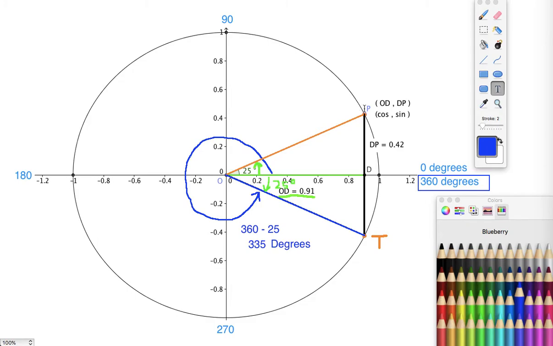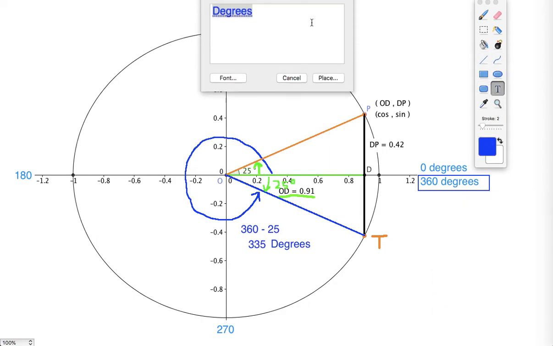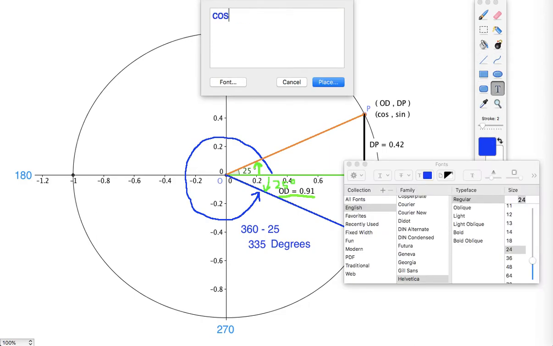So this point P, which is at 25 degrees, and this point T, which is at 335 degrees, have the exact same x-coordinate. So therefore, cosine of 25 degrees is equal to cosine of 335 degrees.